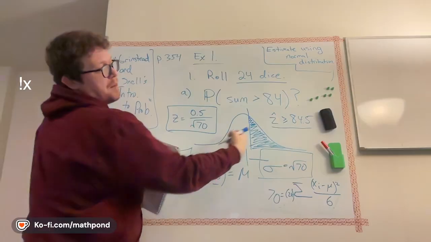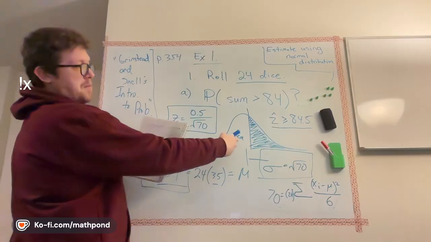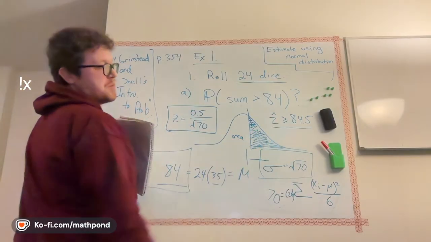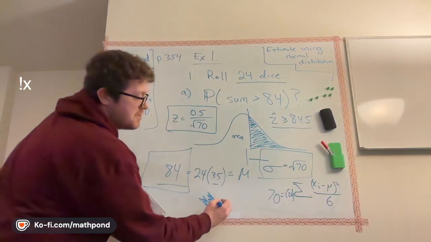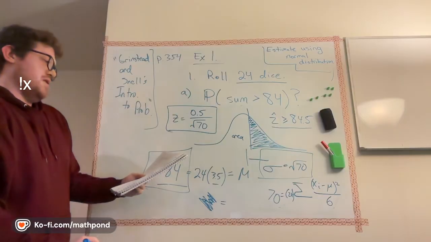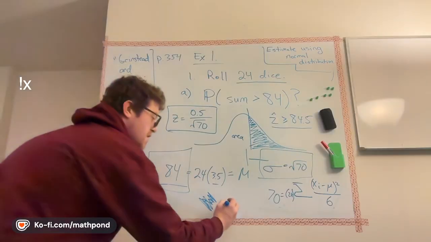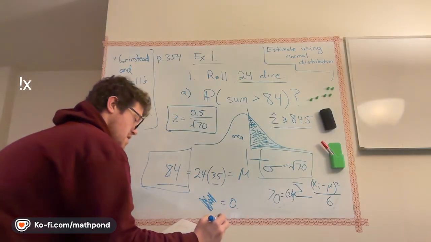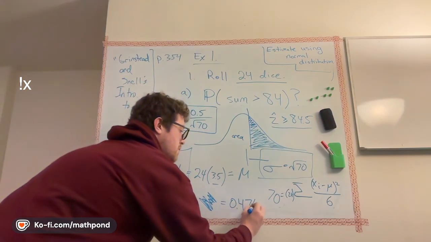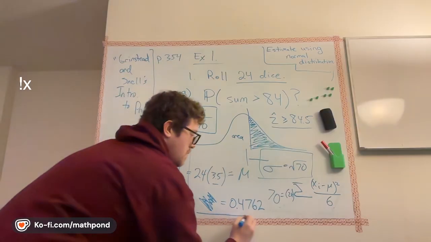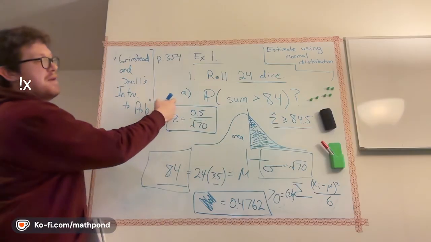And then you can do 1 minus that. So I believe this is a little bit more than 50%, so this is a little bit smaller than 50%. And the shaded in area is equal to about 47%, 48%, so 0.4762. And that should be your final answer for part A.